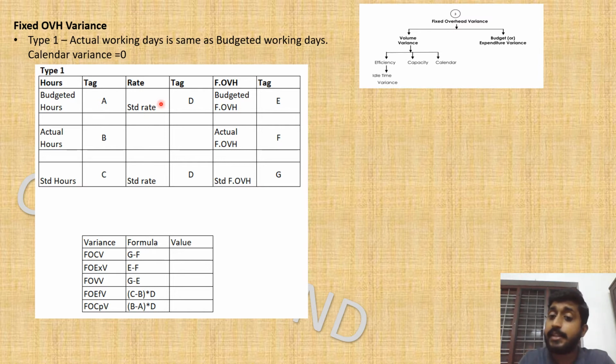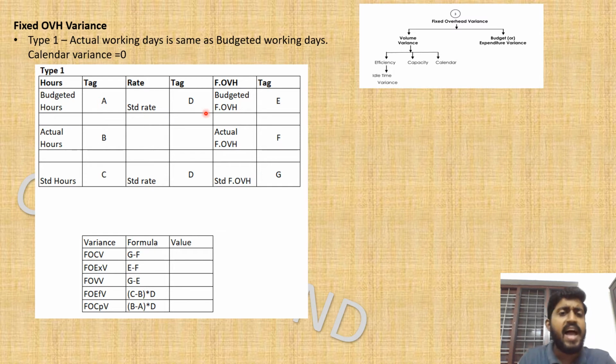So okay, this rate is the per hour rate, and I am calling this rate D. This rate is the same for the budget hours and standard hours. The standard rate will be given by the production department during the budgeting process. So the budget will be created with the help of the standard rate only. So the standard rate is the same for the standard hours and also for the budgeted hours.